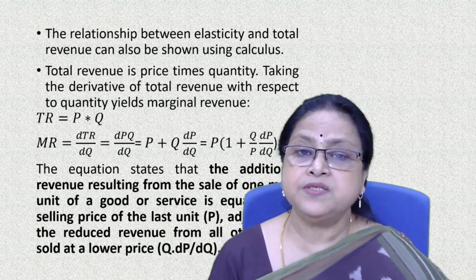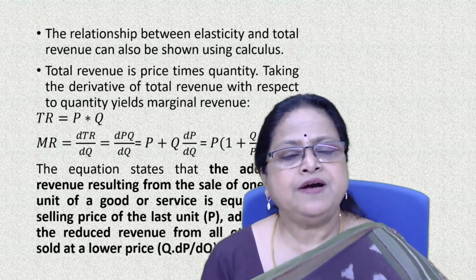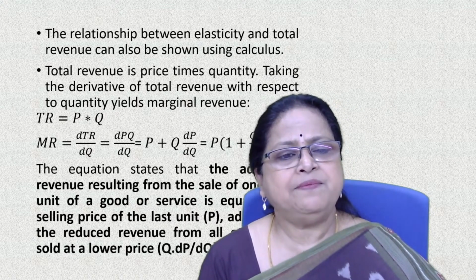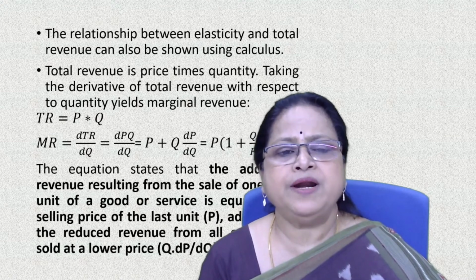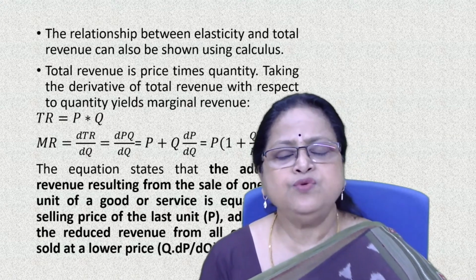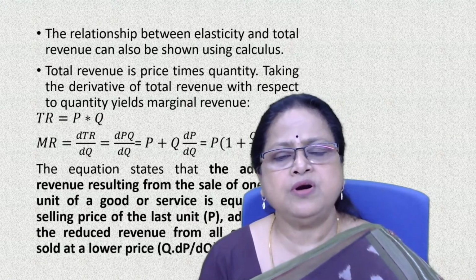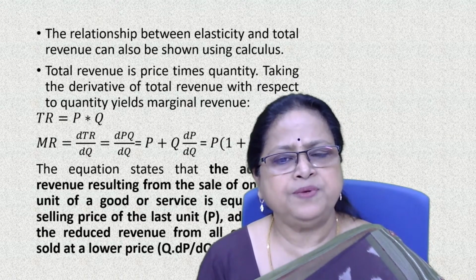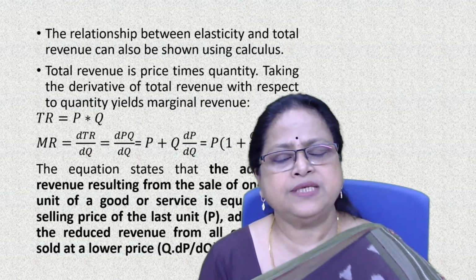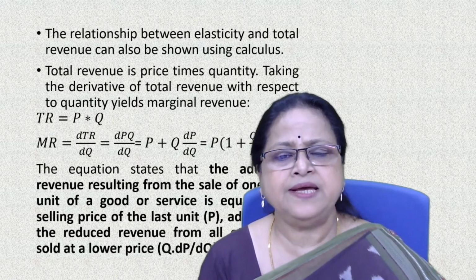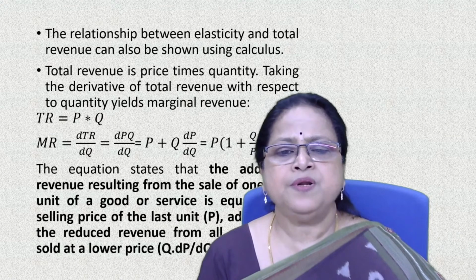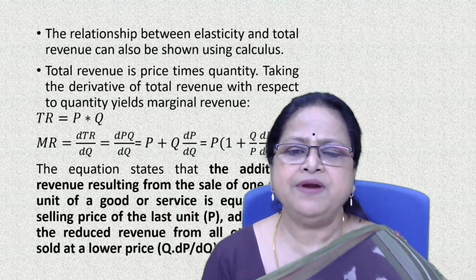Remember here P is a function of Q, and we take the first function P multiplied by the derivative of the second function dQ by dQ, which will be 1, plus Q into dP by dQ. Now this is equal to P common: take out the P common, and divide the second half by P. So it becomes 1 plus Q by P into dP by dQ.